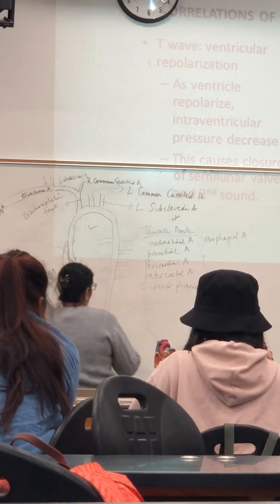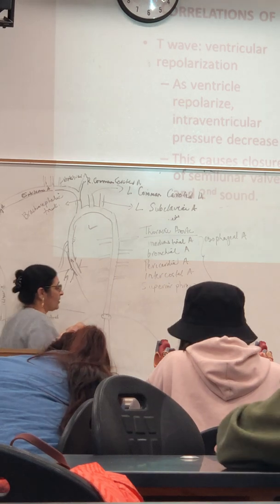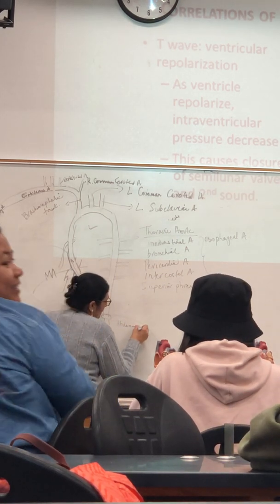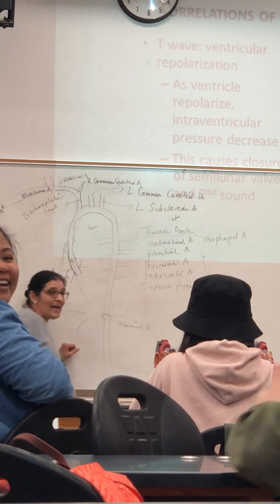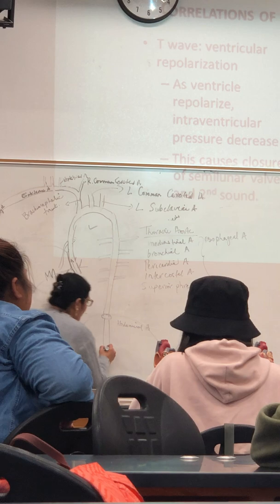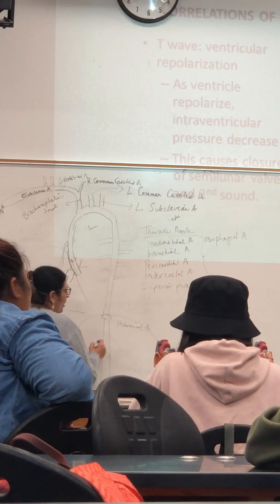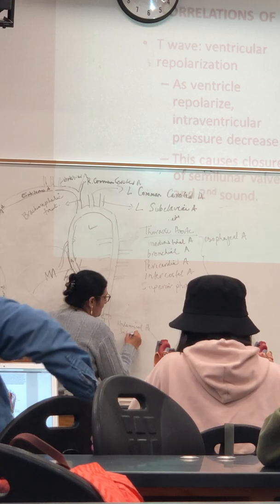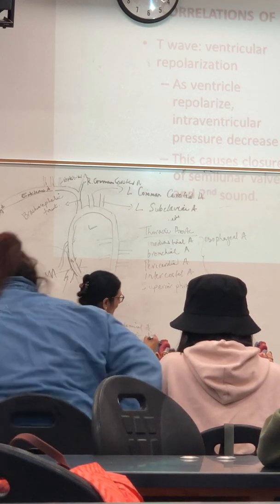Then when it goes down and becomes the abdominal aorta, again it gives a number of branches. The first branch from the abdominal aorta is the inferior phrenic artery.